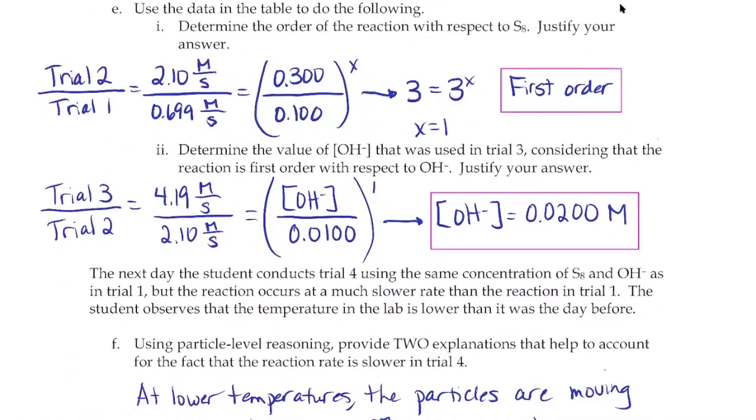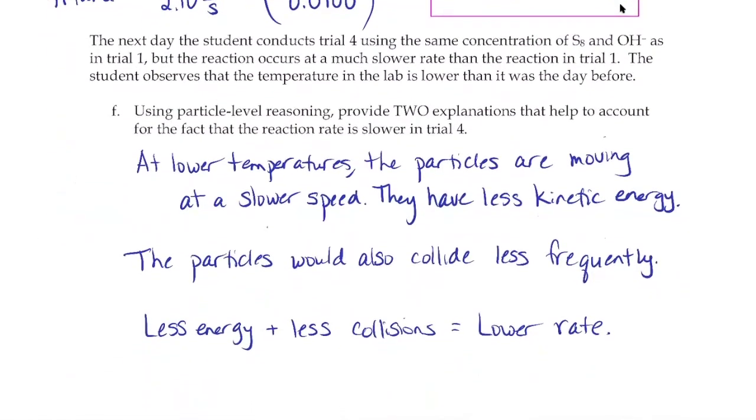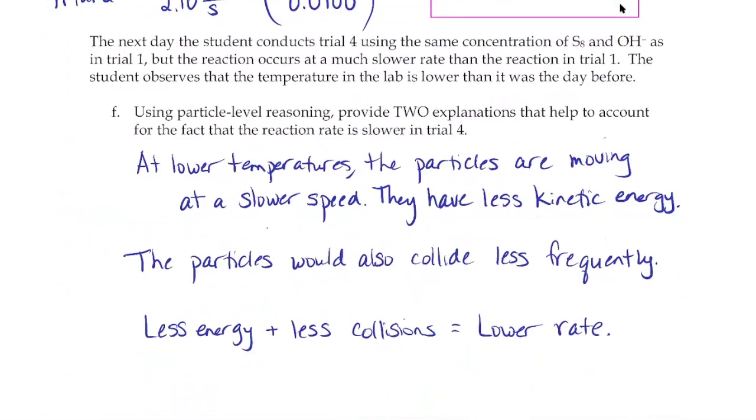Okay. For part F, it's telling us the next day the student comes in to do trial number 4 using the same concentrations as in trial 1, but the reaction occurs much slower. And it shouldn't, right? Once you know what the order is and you know what the concentrations are, it should act the same way. But he notices that the temperature in the lab is lower than it was the day before. So it wants you to come up with some kind of explanation, particle level wise, that would help explain why the rate might be lower in trial number 4.